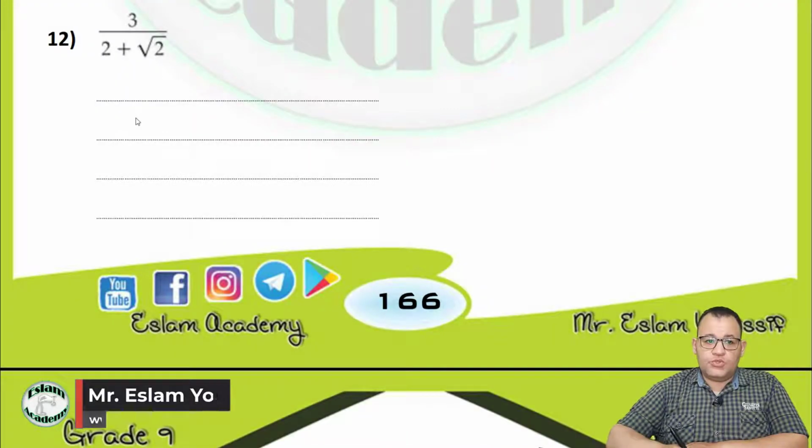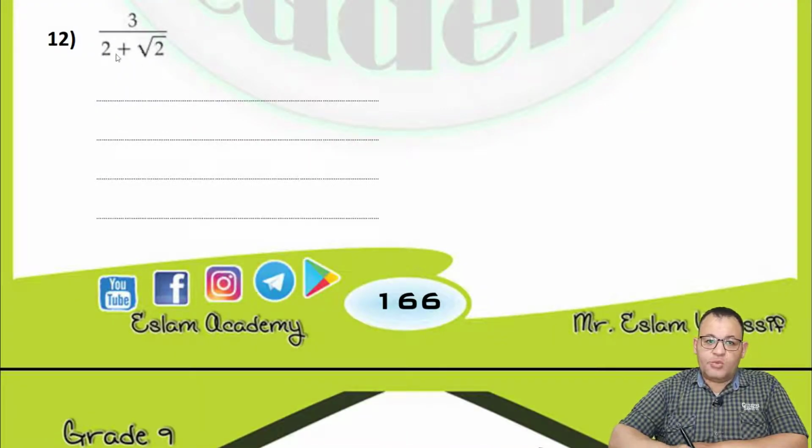3 over 2 plus root 2. Because we have a root at the denominator and we have plus, it means you need to multiply by the conjugate. The conjugate will be 2 minus root 2.